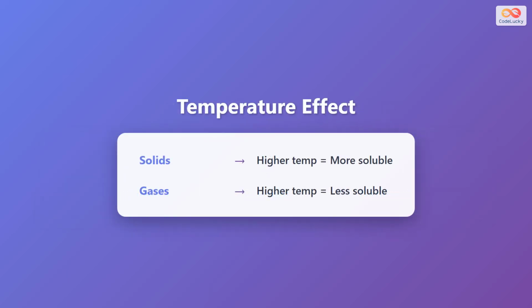Temperature affects solids and gases differently. For most solid solutes, higher temperature increases solubility. This is why hot water dissolves more sugar than cold water. However, for gases, the opposite is true. Higher temperature decreases gas solubility. This is why warm soda goes flat faster than cold soda, as the carbon dioxide gas escapes more easily at higher temperatures.